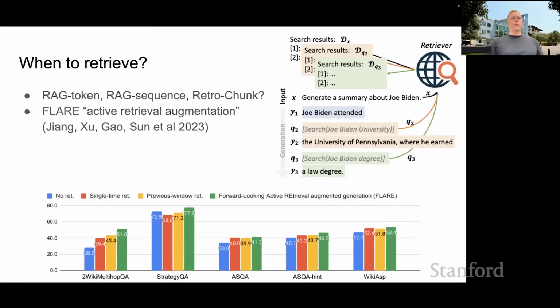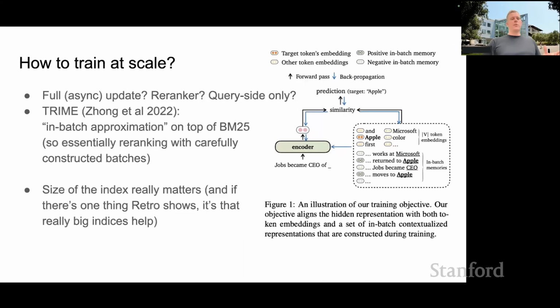So I think this fits in a general trend that you can see in the field around agents, right? So we can talk a little bit more about that too. So this other question that I think we also covered already here is, how do we train this at scale, right? So we can do these asynchronous updates, we can do re-rankers, we can do query side only.